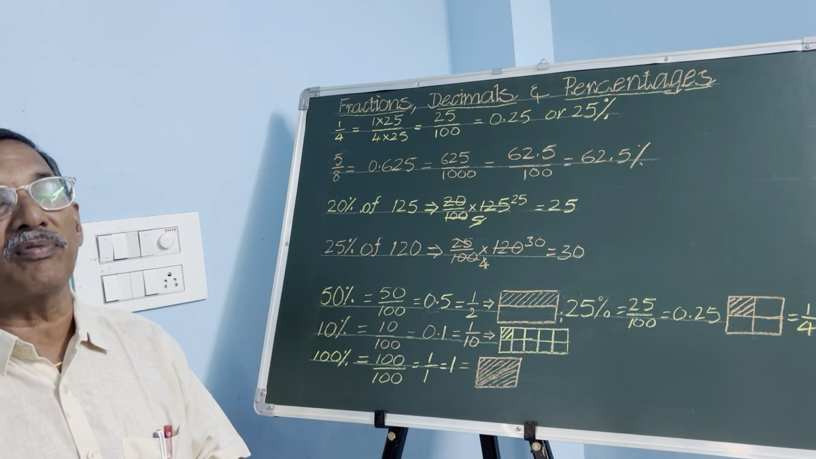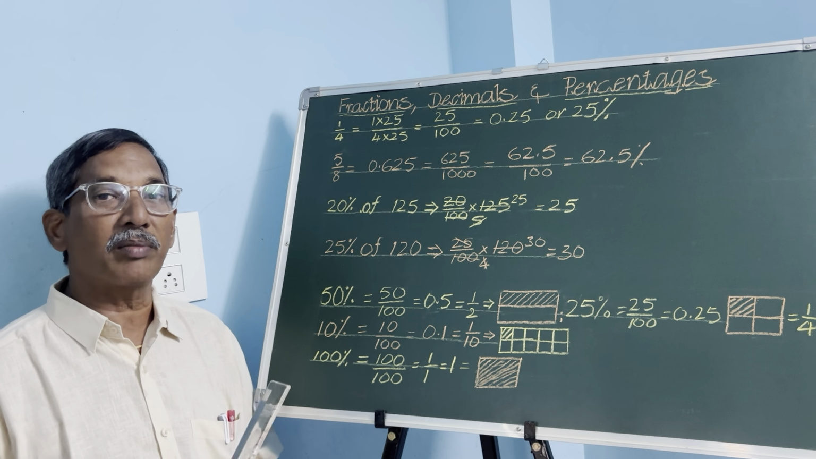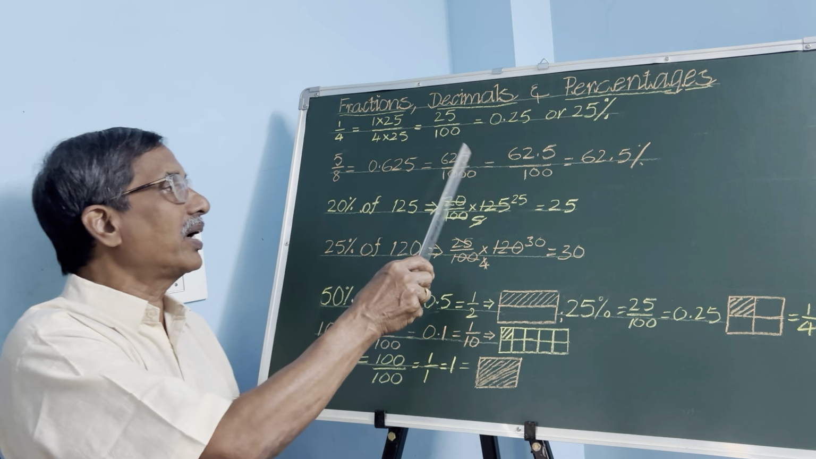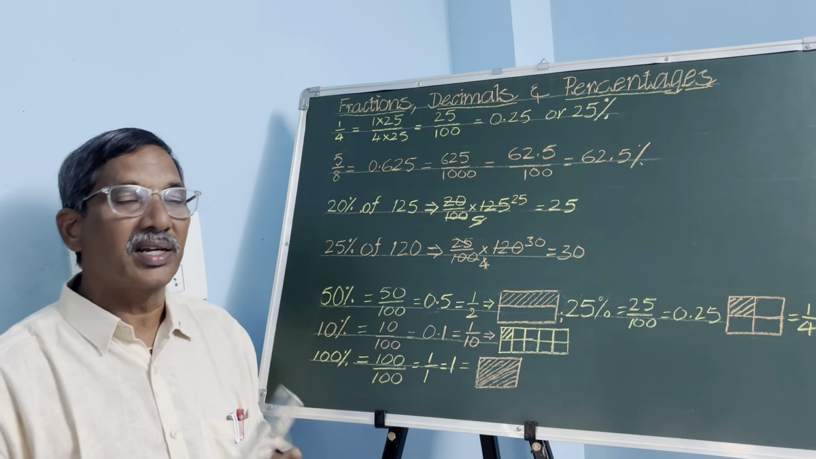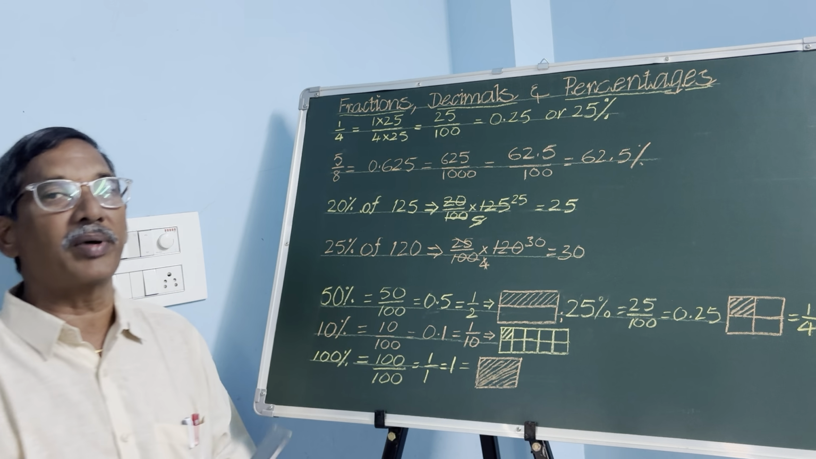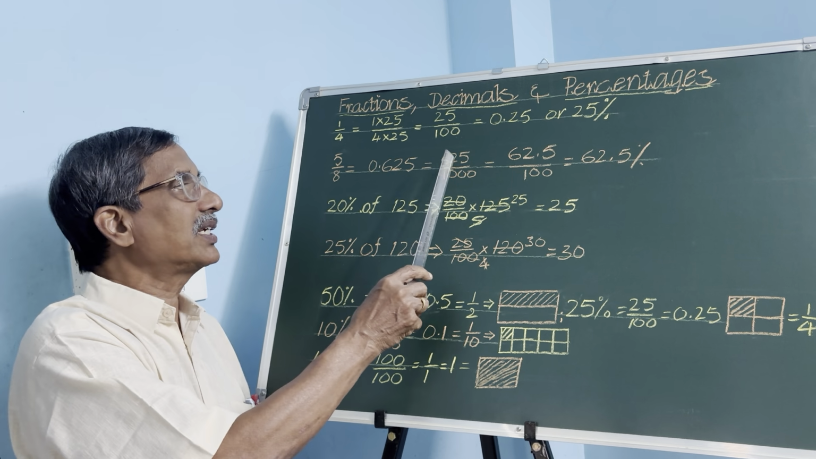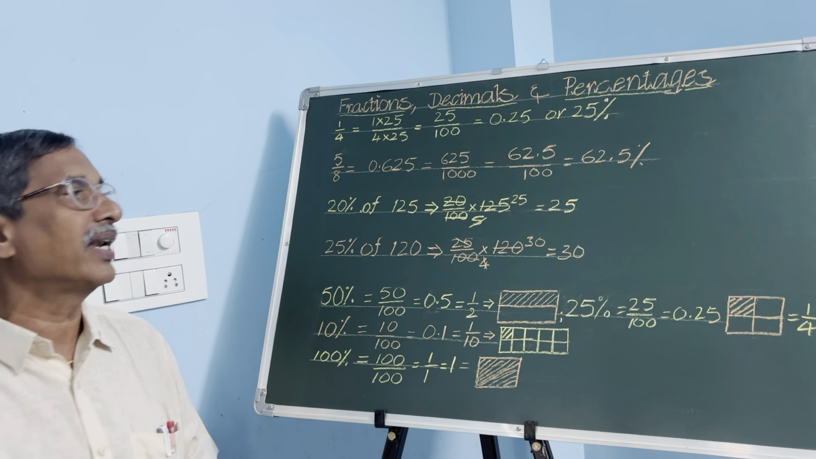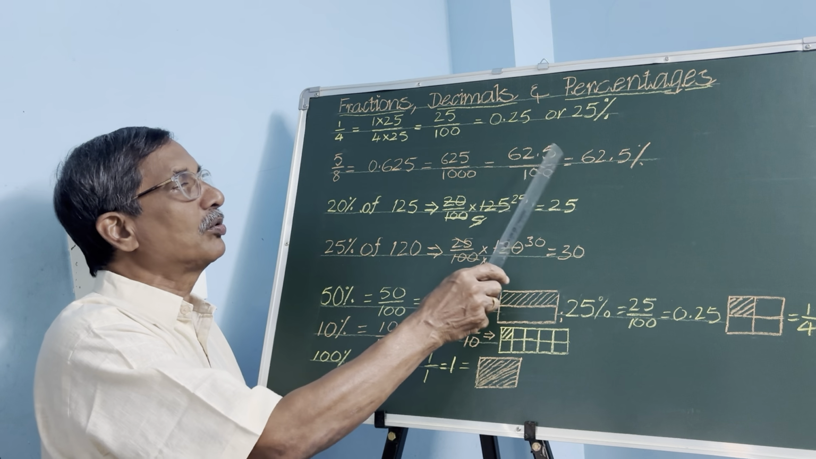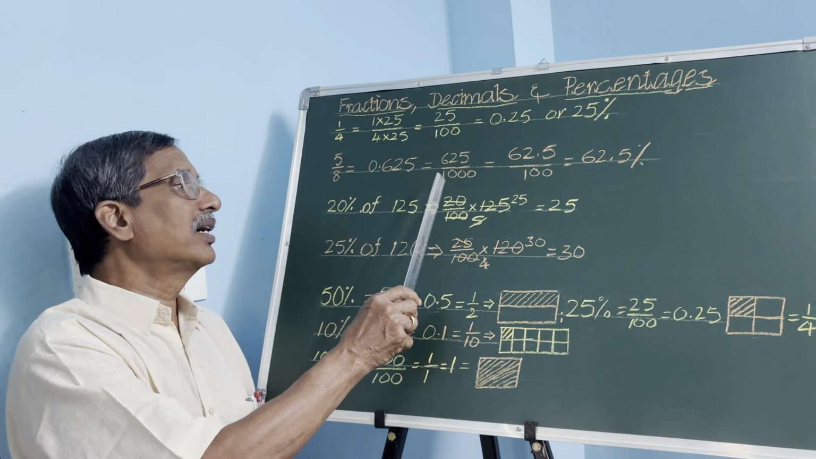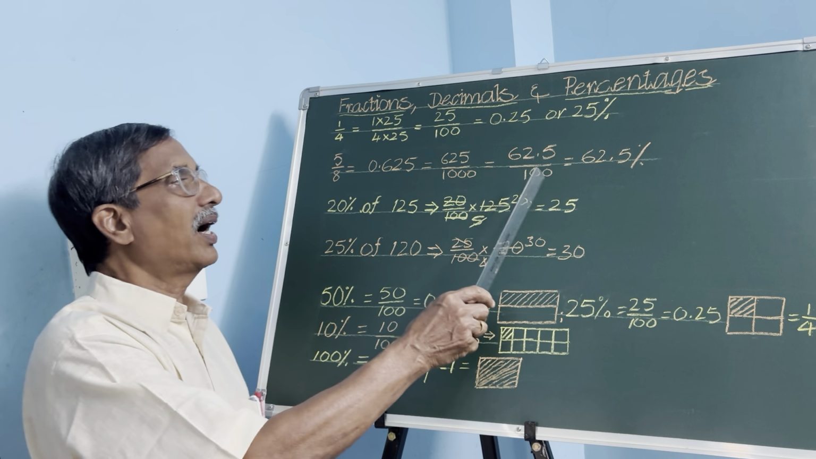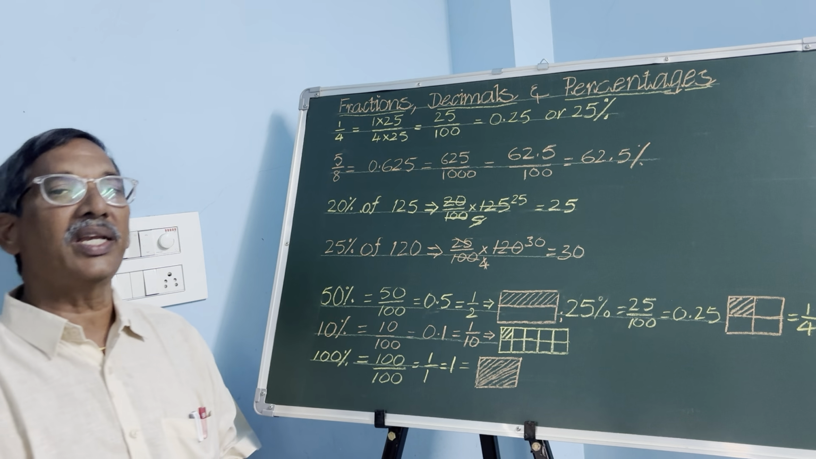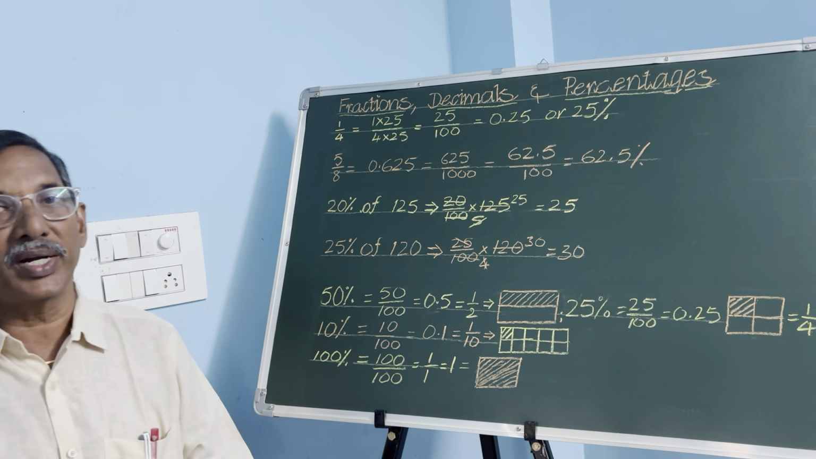To express it in the form of a percent, the denominator must be 100. So we divide both the numerator and the denominator by 10. If you divide 625 by 10, you will get 62.5, and when you divide 1000 by 10, you will get 100. So to make the denominator 100, we divide both the numerator and the denominator by 10.